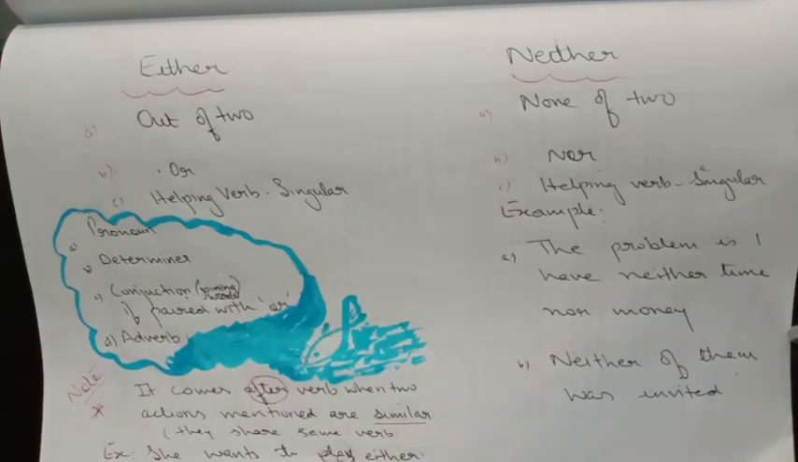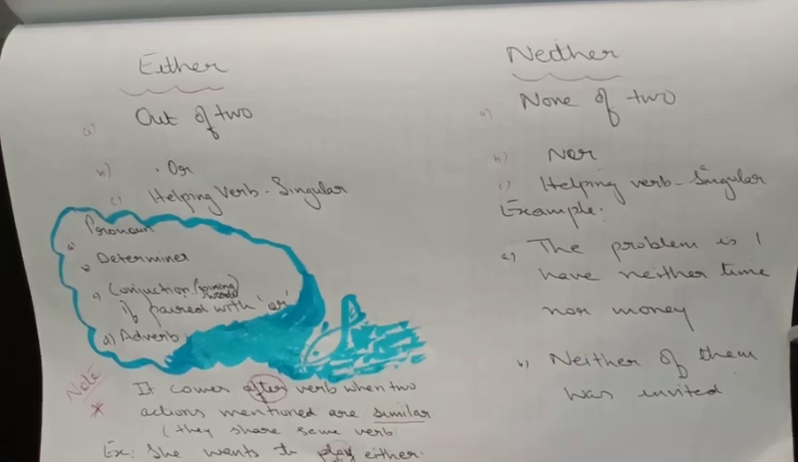Kindly note, either is placed after the verb when the two actions mentioned are similar. When the same action is mentioned: she wants to play. The action is play, right? Verb is play. Either tennis or kho-kho. So you are placing either after a verb because the actions mentioned are similar.